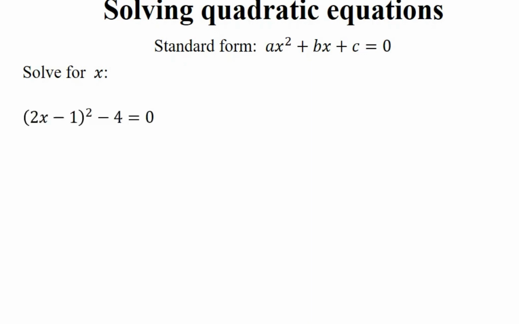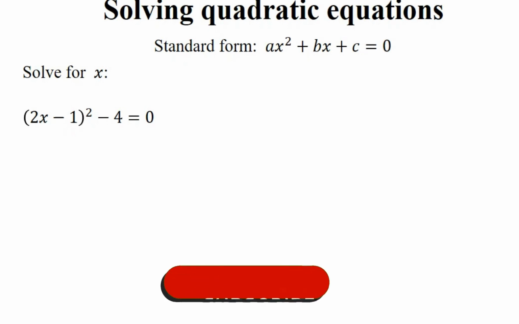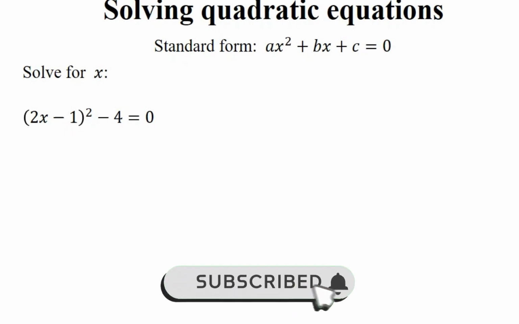2x minus 1 all squared minus 4 is equal to 0. This is the equation given. And when looking at the equation, it is not in standard form of a quadratic equation. What we need to do now is to make sure that we simplify this equation until it is in standard form of a quadratic equation.